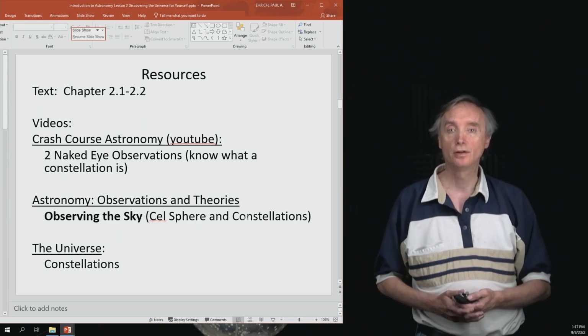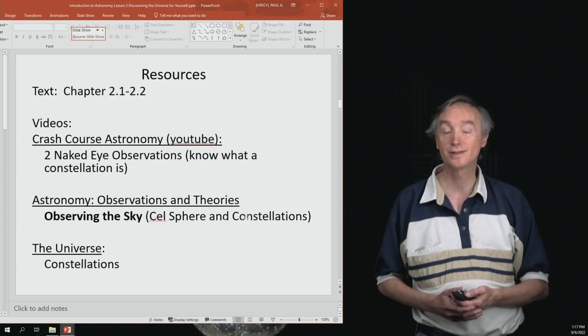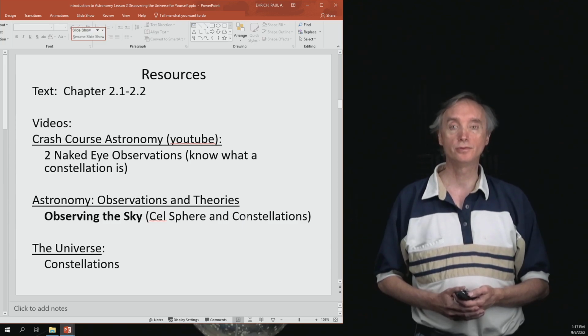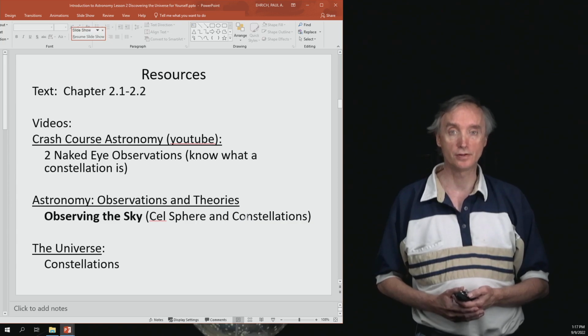If you're reading along in your textbook, which is The Essential Cosmic Perspective by Bennett, you'll be reading out of chapter 2. And then there is a good Crash Course episode, episode number 2, entitled Naked Eye Observations.